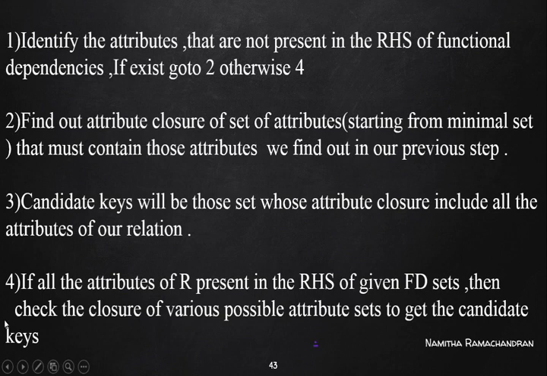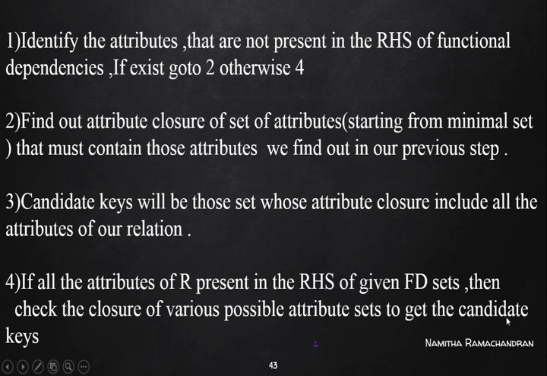Okay, then next is step 4. That means if in the right hand side of our given functional dependencies, all the attributes of our relation are present, then go to step 4. In step 4, what do we want to do? We want to consider various combinations of the attribute sets, all possible combinations. Then find the closure of each and every such set, and check whether they form a candidate key or not.